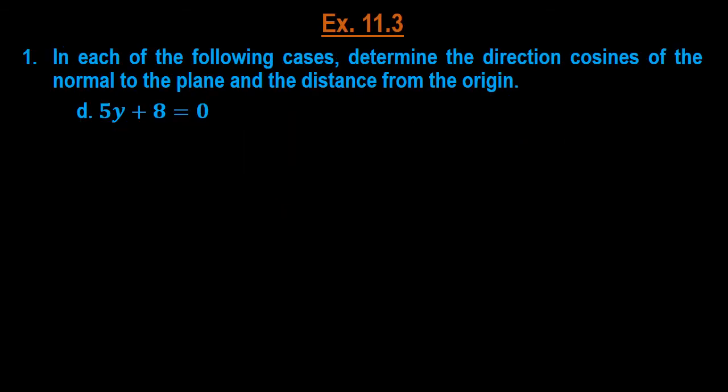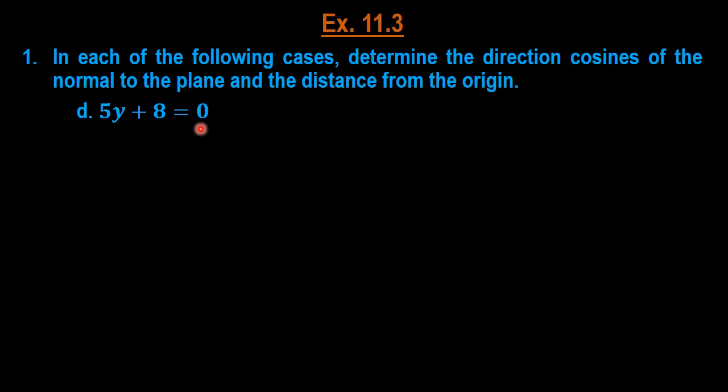Now let me solve question number 1 from exercise 11.3. And the question is, in each of the following cases, determine the direction cosines of the normal to the plane and the distance from the origin. And here I have taken the fourth part of question number 1. The equation of the plane given is in the Cartesian form, 5y plus 8 equals 0.